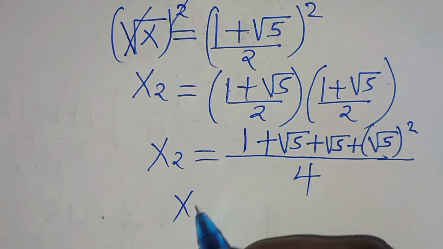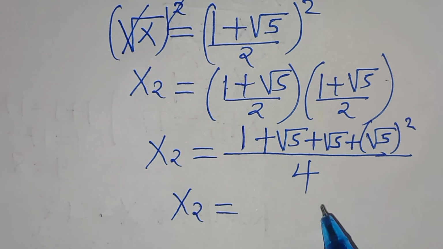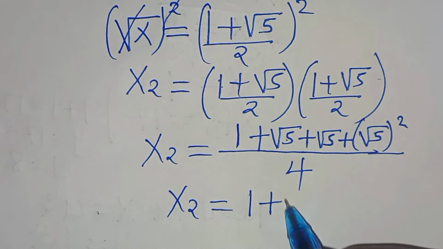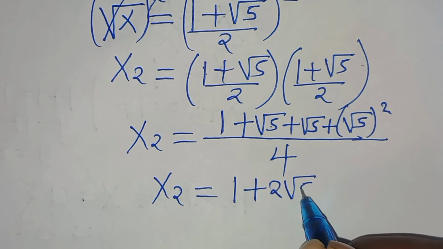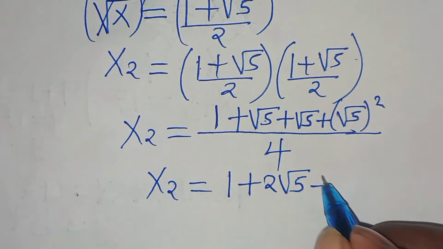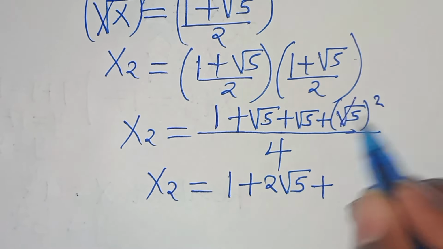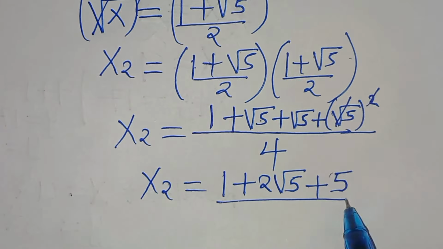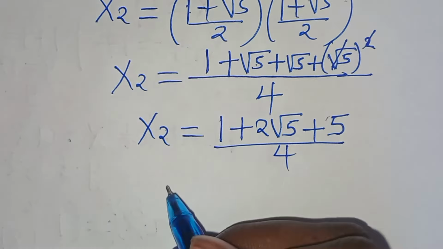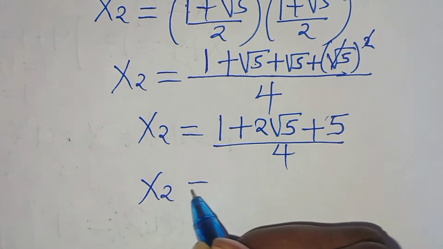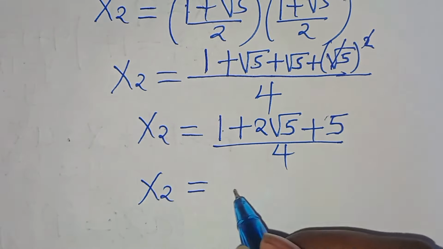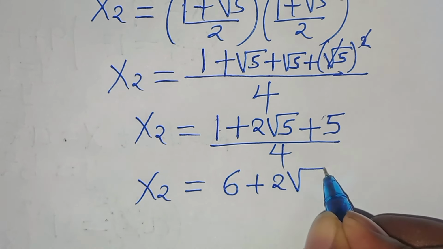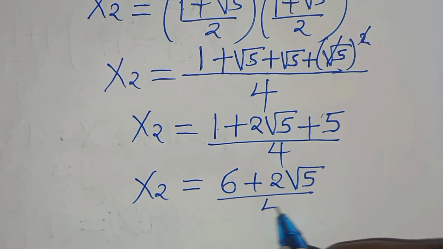So we have x2 is equal to, we have 1 plus square root of 5 plus square root of 5, this is 2 square root of 5, then plus, here we have square root of 5 raised to the power of 2, we eliminate the square root sign, so this is plus 5 over 4. And this implies that x2 is equal to 1 plus 5, this is equal to 6, then plus 2 square root of 5 divided by 4.